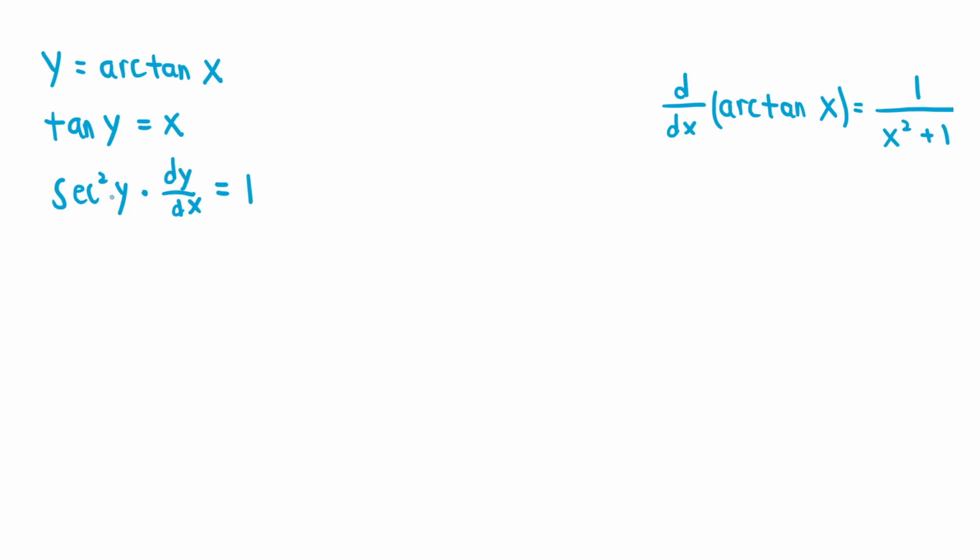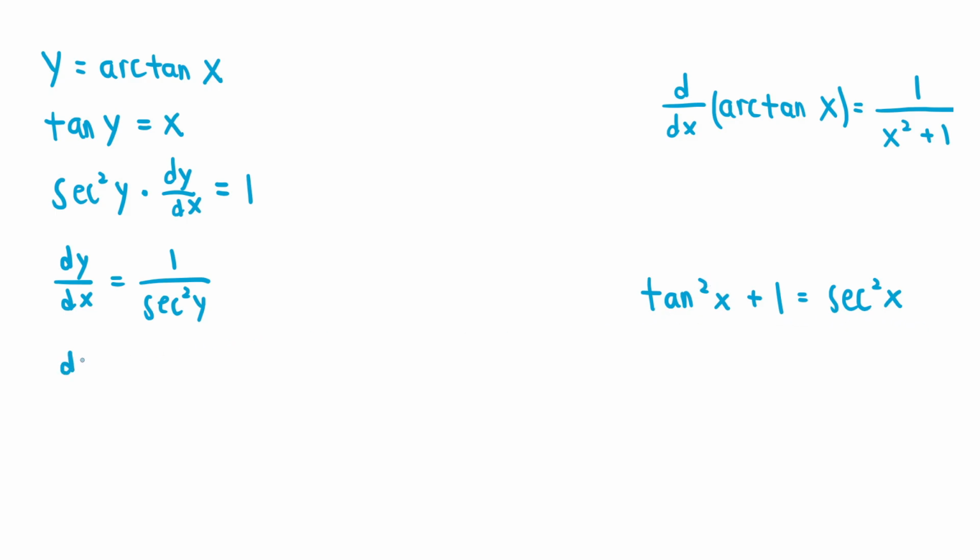So if we divide both sides of the equation by secant squared of y, we get dy/dx equals 1 over secant squared of y. Recall that there's a trigonometric identity, tangent squared of x plus 1 equals secant squared of x. We can use this identity to rewrite the right-hand side of the expression as 1 over tangent squared of y plus 1. The reason I rewrote the right-hand side in terms of tangent of y is because tangent of y equals x, which was a consequence of setting y equals arctan of x.